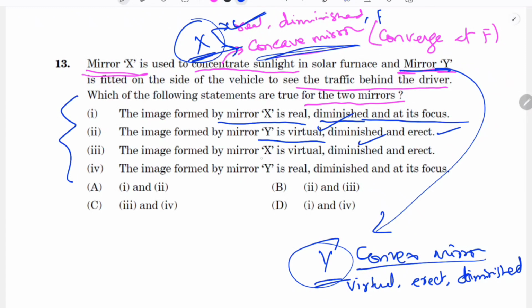So the image formed by mirror X is virtual. No, this is not correct. The image formed by mirror Y is real. No, this is not correct. So 1 and 2 are correct. So the correct answer here is option A, 1 and 2. Now next question.